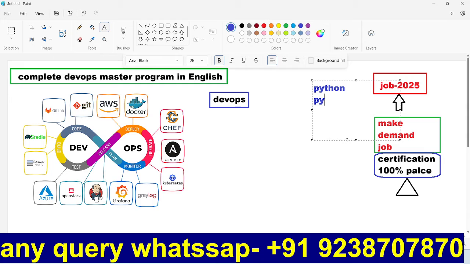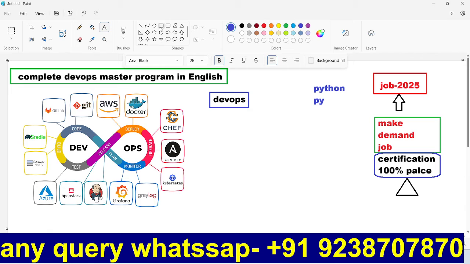Do you know scripting in Python? No. Do you know shell scripting? Do you know the automation process? You don't know. So how can you expect the company will give you the job? Definitely they will reject you, every time, for this profile, DevOps or AWS cloud engineer or Linux admin or SRE engineer, whatever. So you need to understand the full concept.